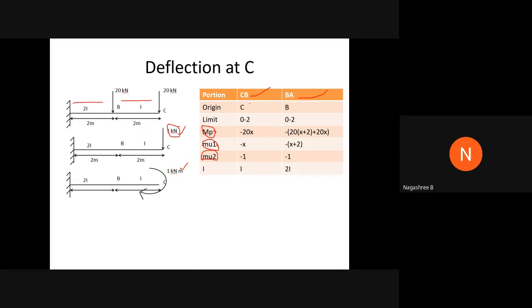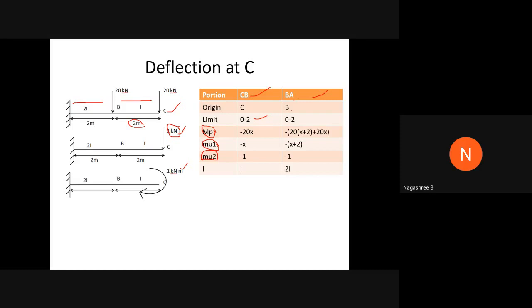Now the origin for CB will be C, and the origin for BA will be B. Next, the limit of integration for CB: if you start from C, at C it is 0, and at B it is 2 meters. So the limit of integration of portion CB is 0 to 2.